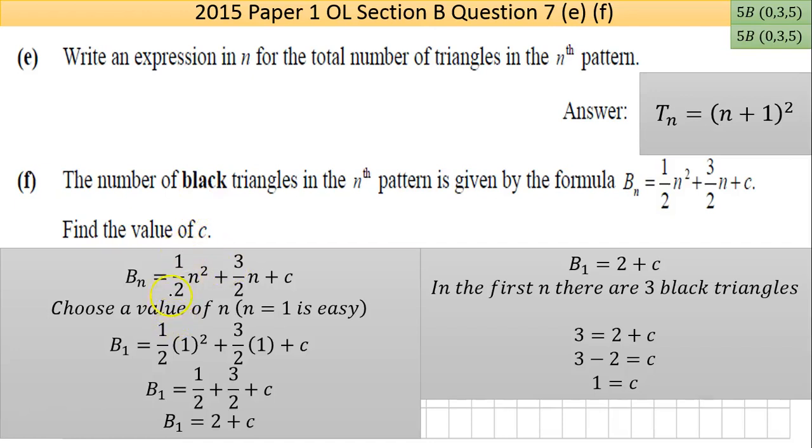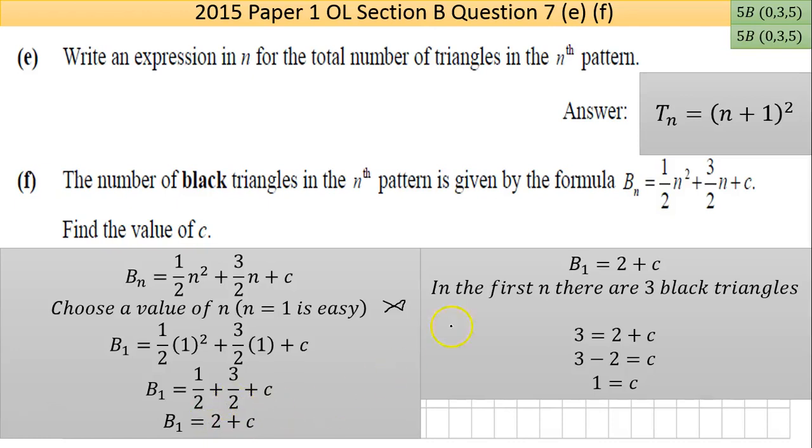Well, the first thing I'd say is you can pick any value of n, because this is a generalized formula that should work for any value of n. So pick a value of n. This is the trick here. I'm picking 1 because 1 is easy to calculate. So B of 1 equals a half times 1 squared plus 3 over 2 times 1 plus c. Put that through, and I end up with a half plus 3 over 2 plus c, so B of 1 equals 2 plus c.